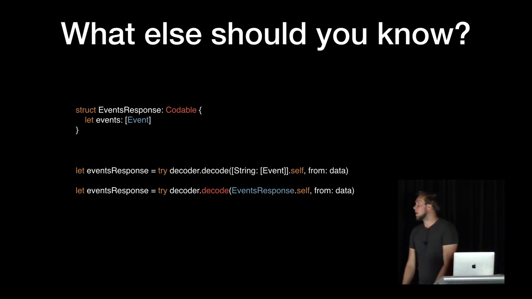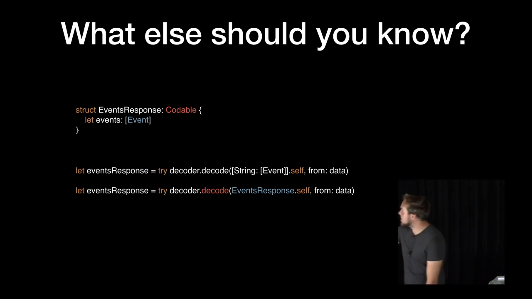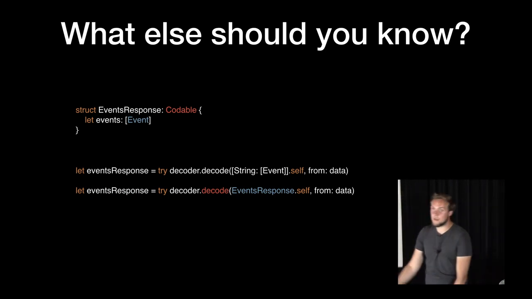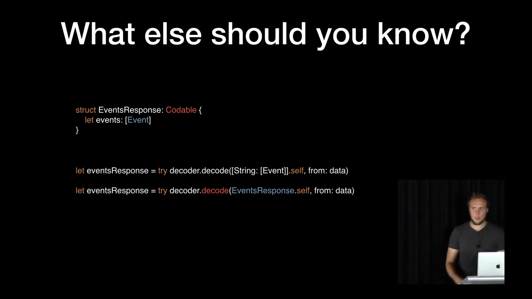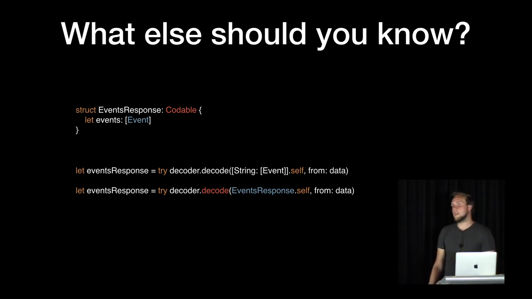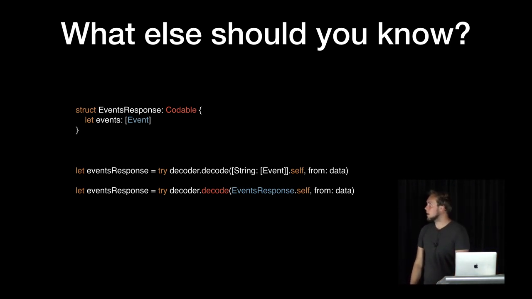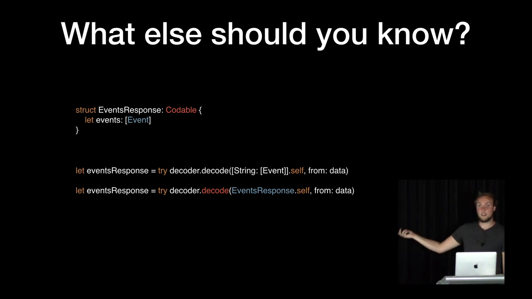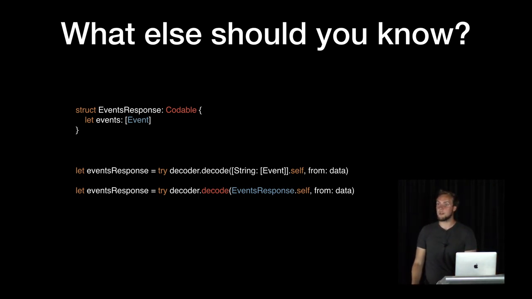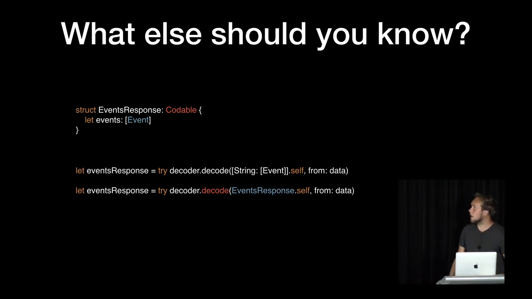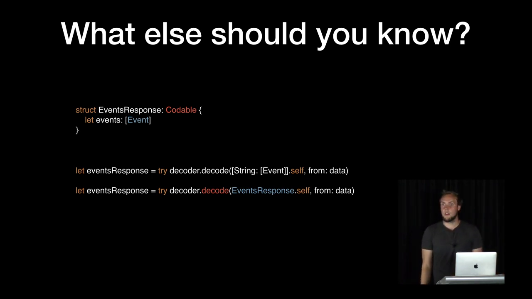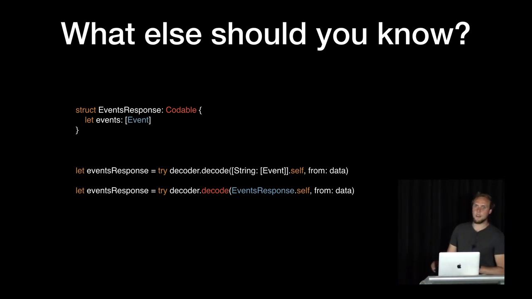Another thing that's nice to know is that normally you would maybe have the struct EventsResponse with a property that's an array of events. You use that in your decoding code, like the bottom example is. But the example above that is actually the same. So this response you would have here, it's actually just a string, which is the key events, the word, and an array of event objects. So you don't have to really strictly put everything in structs. You can also use built-in types like arrays and dictionaries, because they're both Codable.